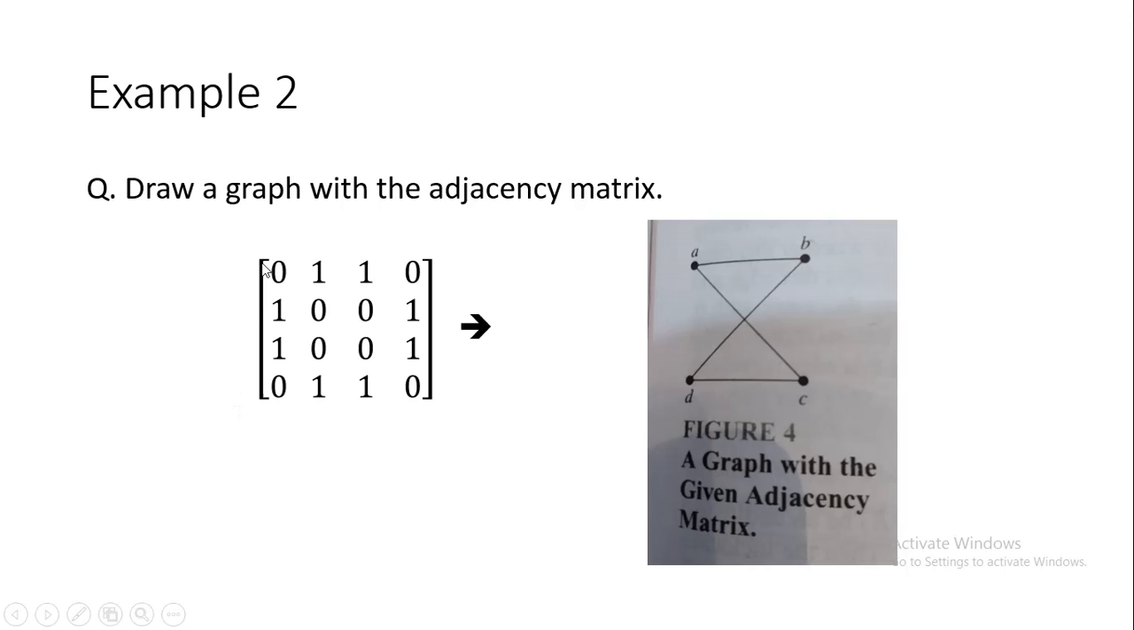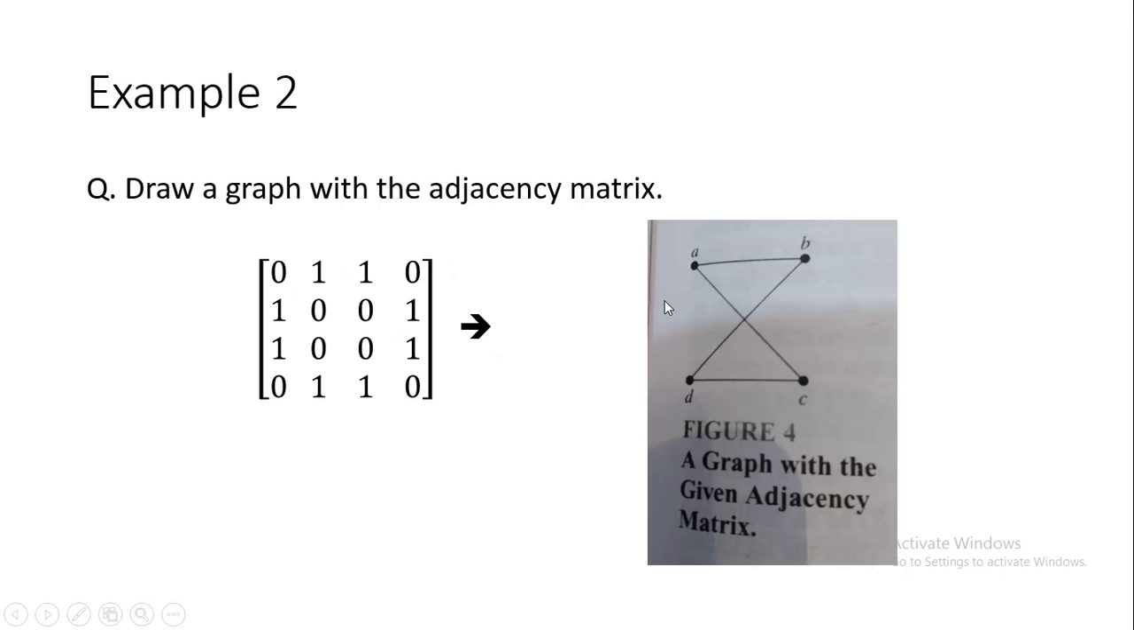Okay, so there are n rows and n columns, A, B, C, D. I have chosen here A, B, C and D. See here, A to A, no edge is present, so there is no loop. A to B, first row, second column, the edge is present, that's why the value is 1. A to C, the value is 1, so obviously there is an edge between A and C.